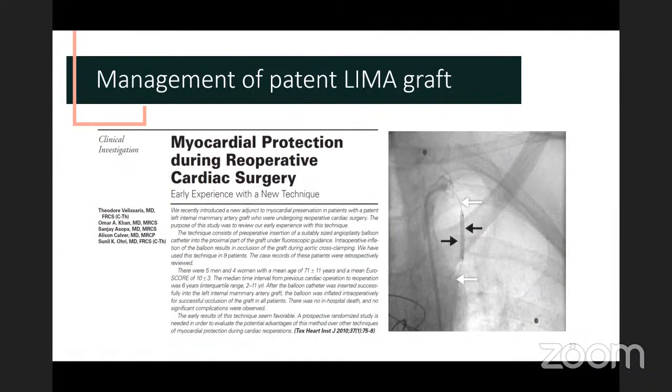There are other options to avoid dissecting the patent LIMA graft, which were proposed in this paper. They proposed a technique that was used in a small number of patients and proven to be safe and effective. This technique needs a hybrid OR where an angiogram is available. Before you put your cross-clamp on and give your cardioplegia, you can insert a catheter into the LIMA graft and inflate a balloon to obstruct the flow of the LIMA, without any need for dissection during your surgery and the risk of injuring the patent LIMA graft. So this technique can also be used as an alternative to dissecting the LIMA.